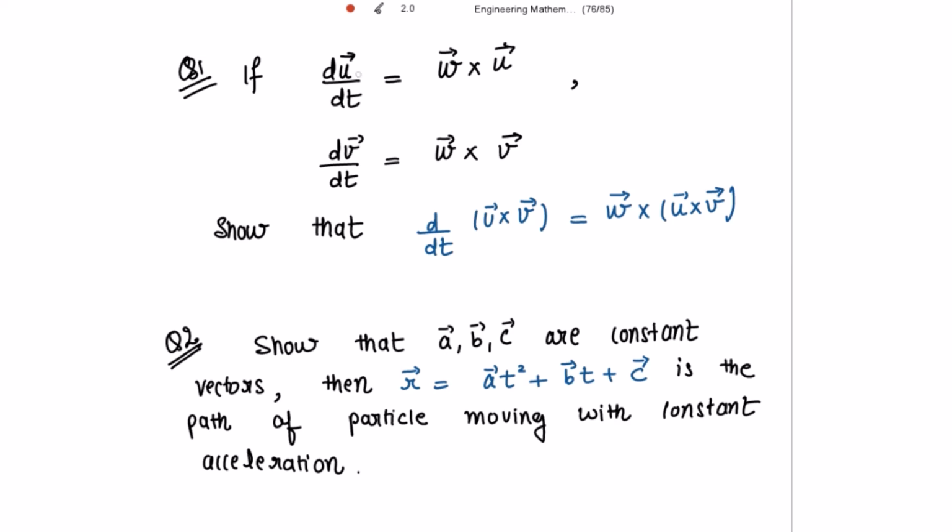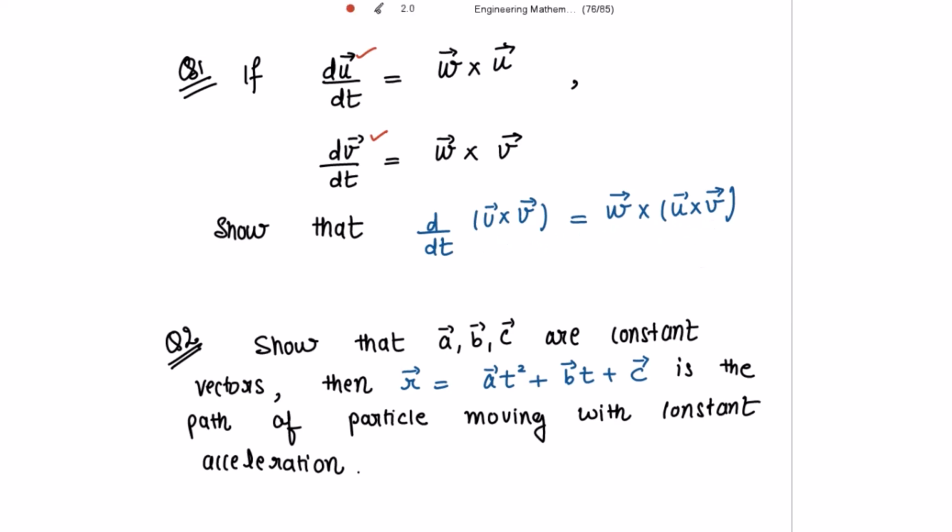If the derivative of u vector with respect to t is equal to the cross product of w with this u, and the derivative of v vector with respect to t is a cross product of w vector with this v, then we need to show that the derivative of the cross product of u and v is equal to the cross product of w with the cross product of u and v.